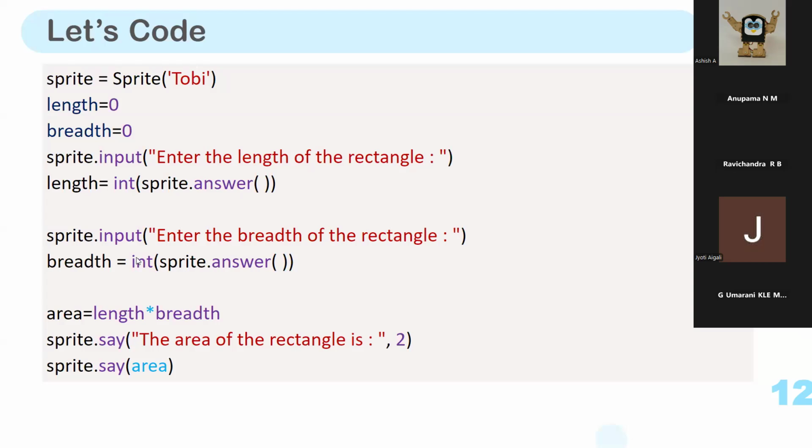Then sprite dot input, enter the breadth of the rectangle. So what is the breadth of the rectangle? That we can just put the input inside. So this breadth is equal to int value, which is sprite dot answer. Area is equal to length into breadth. Sprite dot say the area of the rectangle is, for 2 seconds. It will say the sprite says area. What is the area so far calculated? That area will be set by the sprite.